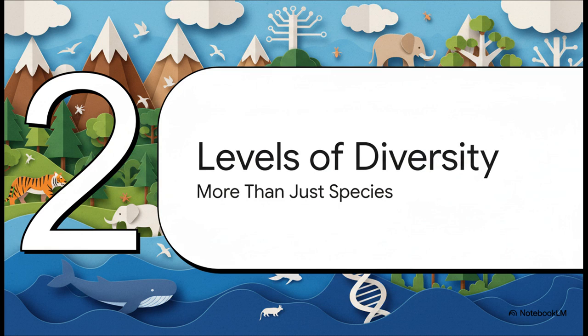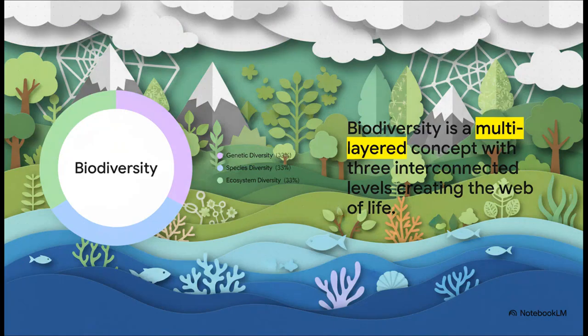Because here's the thing. Biodiversity isn't just about how many species there are. It's actually way more interesting and complex than that. It's a rich concept that works on 3 totally distinct but connected levels. And this chart here breaks it down beautifully. You've got these 3 layers that all work together to build the super resilient web of life we rely on. The variety in genes, the variety of species, and the variety of entire ecosystems.